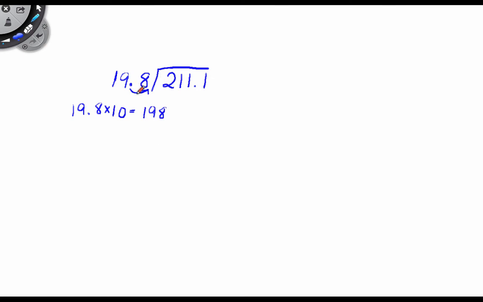198. Since we moved the divisor's decimal point over one place, we move the dividend's decimal point over one place to the right, which means we also multiply that by 10 by doing 211.1 times 10. And in doing that, that gives us 2,111. So we have 2,111 divided by 198. And I know these look like big numbers to work with, but if you think about it and we break it up, 198 can only go into 211 one time since it's so close.